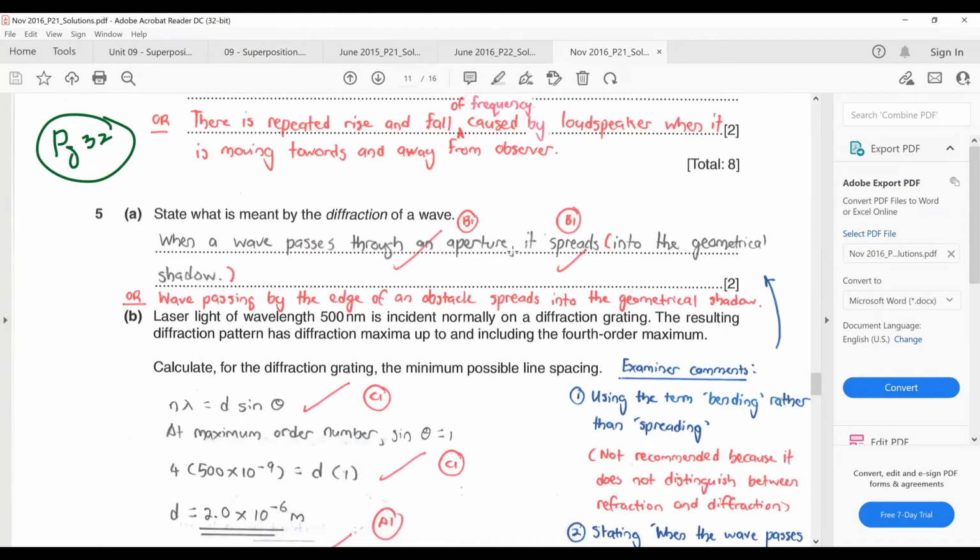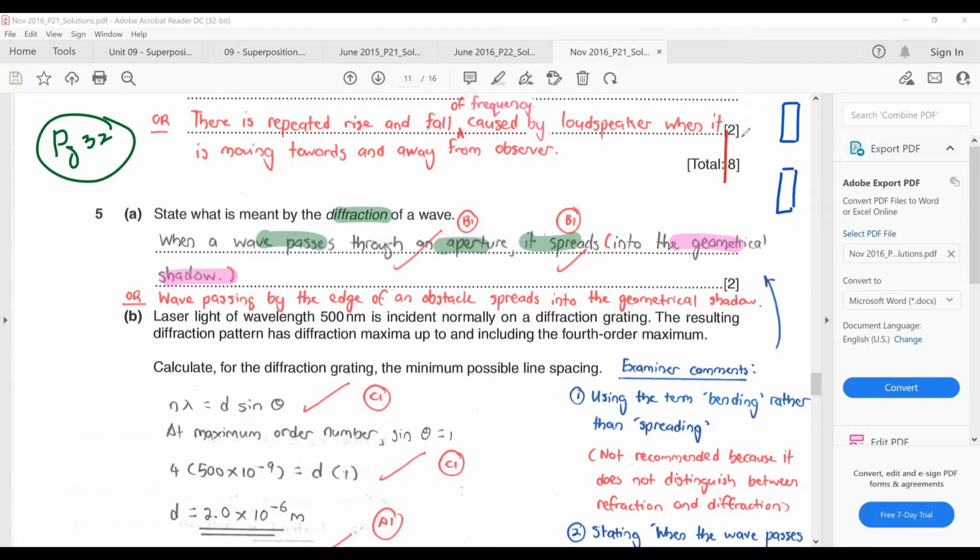State what is meant by diffraction of a wave. When the wave passes through an aperture or slit, it spreads into the geometrical shadow. This one we've actually done before. Sometimes when you look at the definition for diffraction of a wave, you will always see the part where the wave passes through an aperture, it spreads. In some cases, you may see another addition to the statement where they say it spreads into the geometrical shadow. Now what is geometrical shadow? It is something that looks like this. Let me just draw it out for you. If I have an aperture or slit like this.